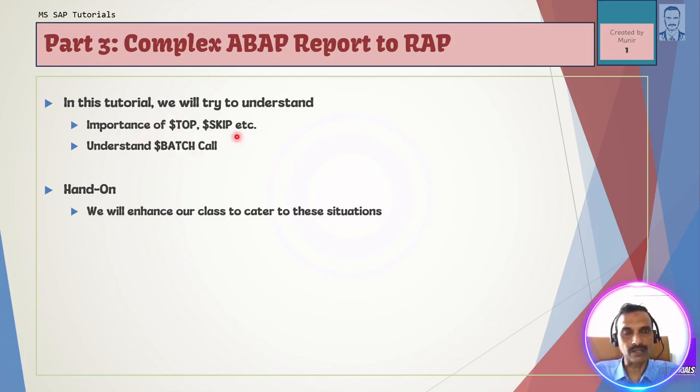We will also try to understand how RAP calls the OData methods for getting the data in a $batch call. And finally, we will try to enhance our class in order to cater to these kinds of situations where we need to pass the proper data.